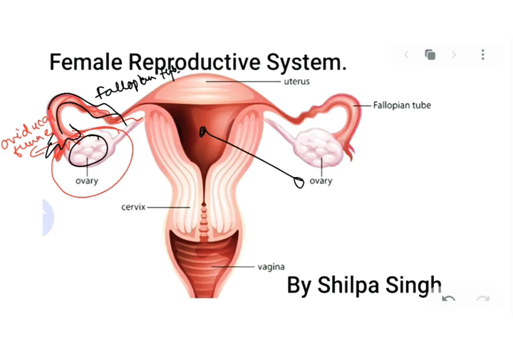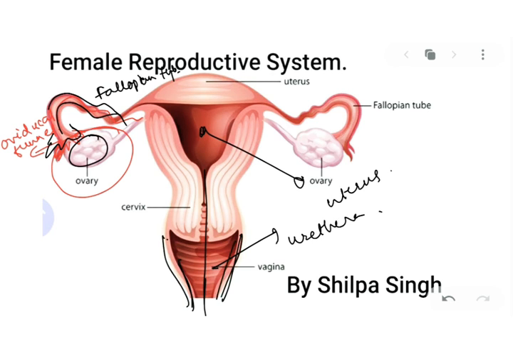This is your uterus, and here will be the urethra. This is the entrance part which is known as vagina. Then you have here what is known as cervix.